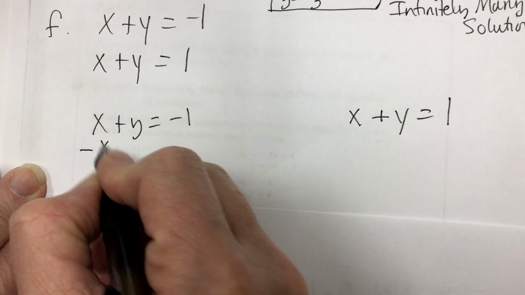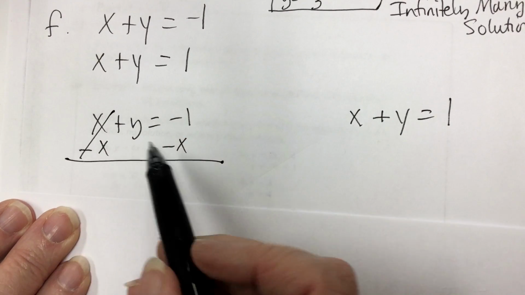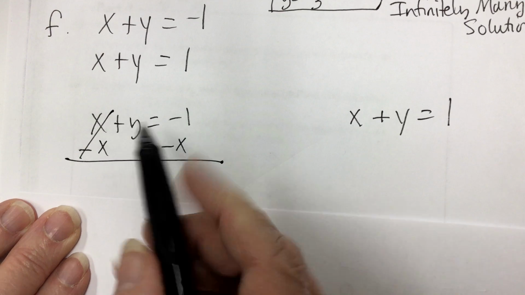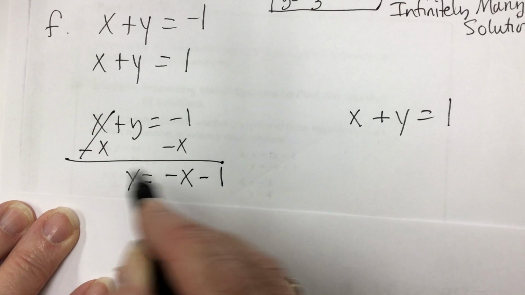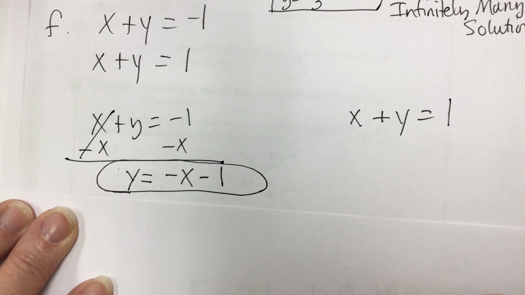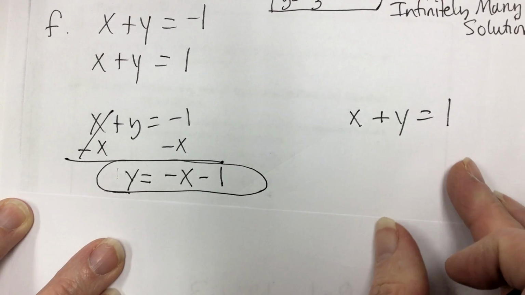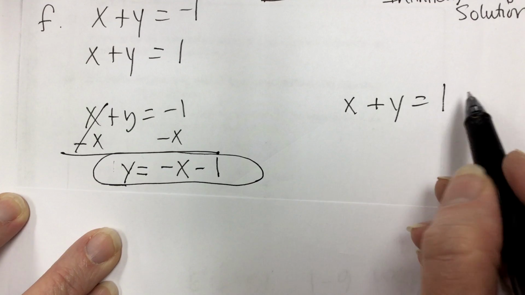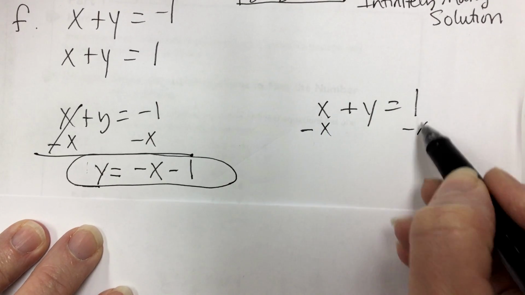So the first thing I need to do is subtract x. So if you subtract x, getting the y by itself, you'd have y equals negative x minus 1. As long as you have a 1 in front of y, you have solved it, and it's in the form of y equals mx plus b. So I want to do that to this line also. I want to get the y by itself. So let's subtract x from both sides.